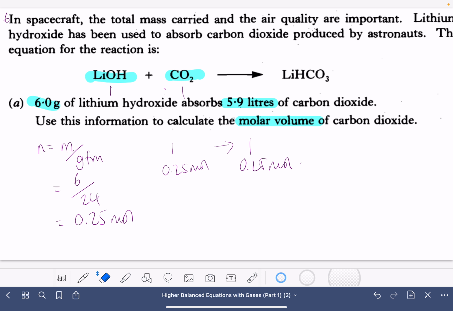And I know that I've got 5.9 litres. Okay, so I've got a volume and I've got a number of moles. So I calculate molar volume by doing the volume divided by the number of moles, which is 5.9 litres divided by 0.25 moles, and that is 23.6 litres. And that really looks like a molar volume that we would be used to. We've seen some that are like 22, 23, 24, 25. So that's a clue that we're on the right track for this question. Okay, that is the final example.